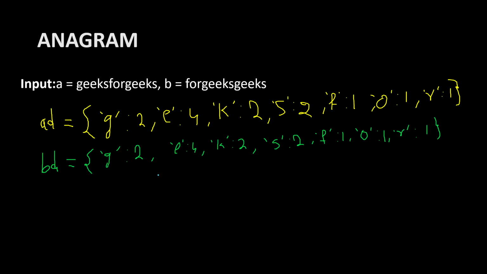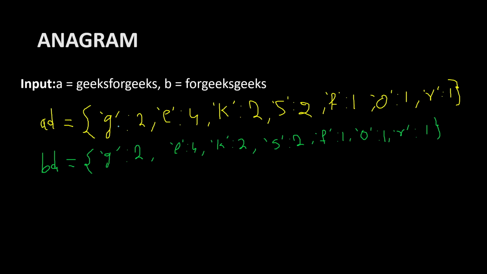Now what we have to do is compare. After adding, we compare the length of AD and BD. If the length is the same, then only we proceed. If the length is not the same, then it means it is not an anagram. In case the length is the same, we have to check for the count.